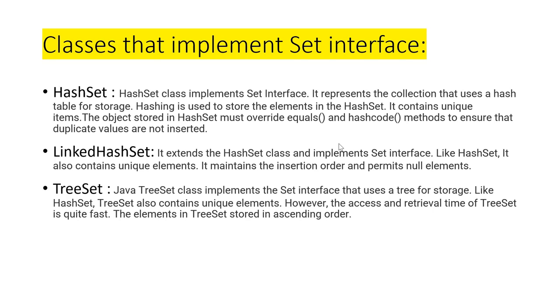LinkedHashSet extends HashSet and implements the Set interface. It contains unique elements. It also maintains the order of those elements, and it permits null values. TreeSet is an ordered form of HashSet. It implements the Set interface like HashSet. TreeSet also contains unique elements, but the access and retrieval time in TreeSet is fast. It stores the elements in ascending order.